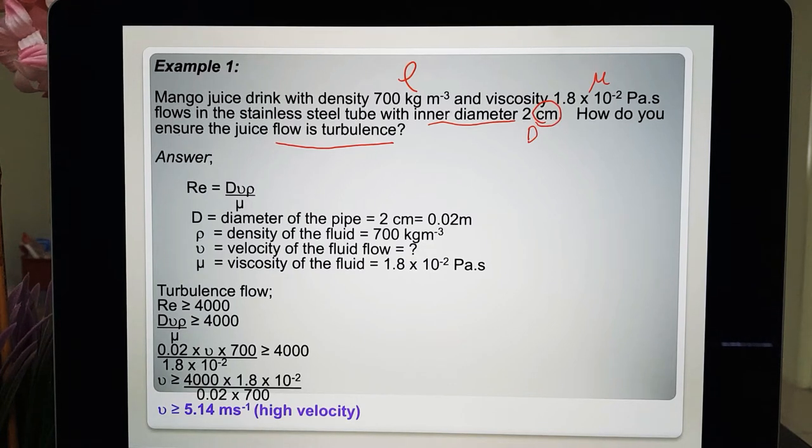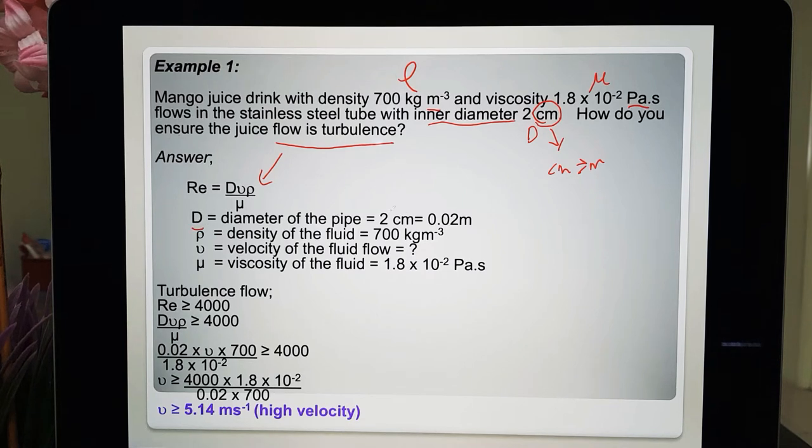So when you have several units in the problem statement, make sure that you convert them to one consistent unit system. For this particular centimeter, immediately when you look at this unit, convert from centimeter to meter. So it will be easier for you to plug in the values into the equation that has been given. How do you ensure that the flow is turbulent? How do we want to know whether the fluid flow is turbulent or streamlined? Again, we need to use the equation of Reynolds number equals to DV rho over mu.